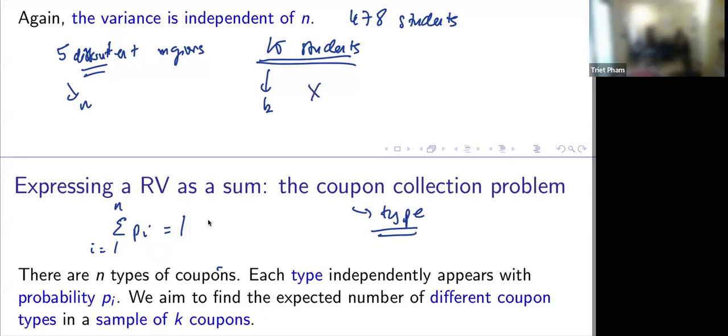So again, let X be the number of different coupons, the number of different types in the collection. The key to solving this question is to break it down to a sum of simpler random variables, an indicator, if you will. You don't have to break it down to an indicator function, or you may not be able to, but most of the time in these problems you break it down to indicator functions. So what type of indicator function can we express X as the sum of? That's a key question.